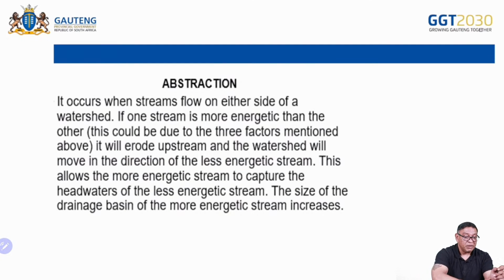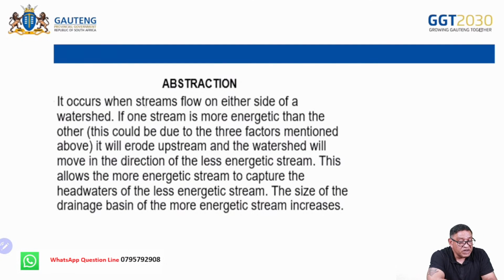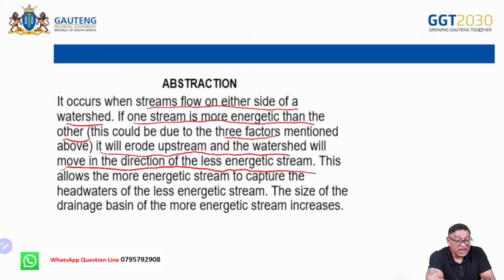All right, so let's look at abstraction. It occurs when rivers flow on either side of a watershed, and one stream has more energy than the other. This could be through the three factors. Remember, volume, gradient, and resistance. It will erode upstream, and the watershed will move in the direction of the less energetic stream. It's eroding upstream, that's your headward erosion.